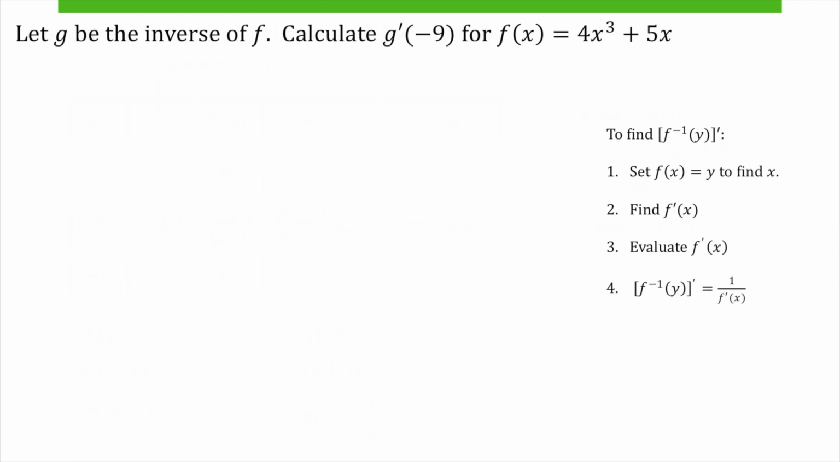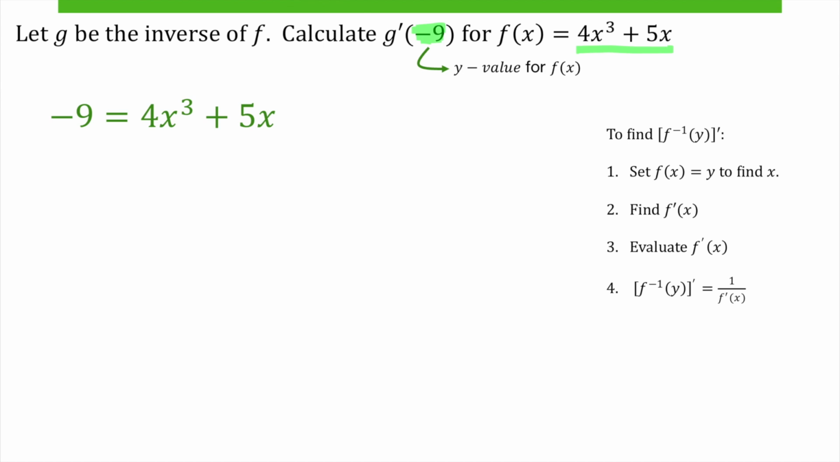Let g be the inverse of f. Calculate g prime of -9 for f of x equals 4x cubed plus 5x. So we want the slope of the inverse at -9. Now remember, that -9 is the y value for f of x. So that's where we start: -9 equals 4x to the third plus 5x.